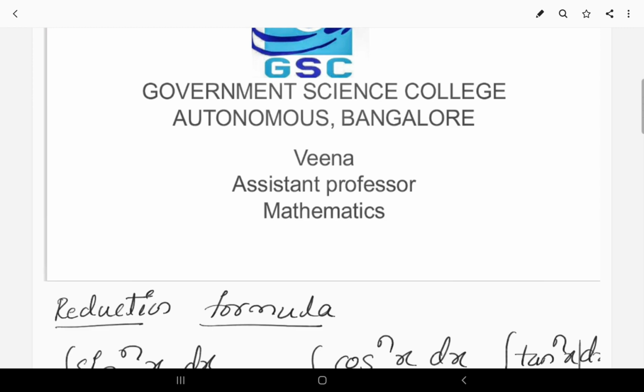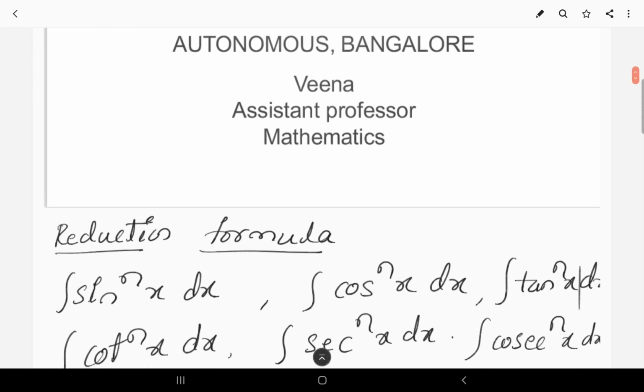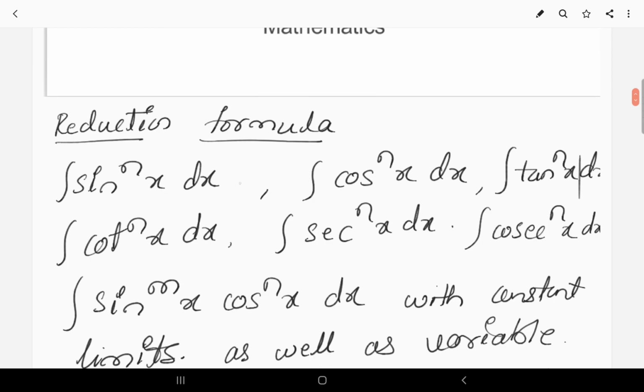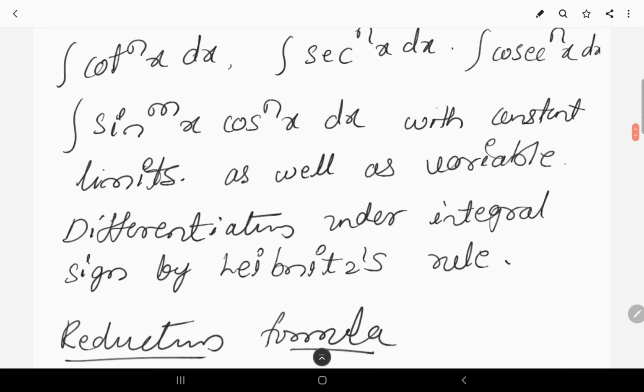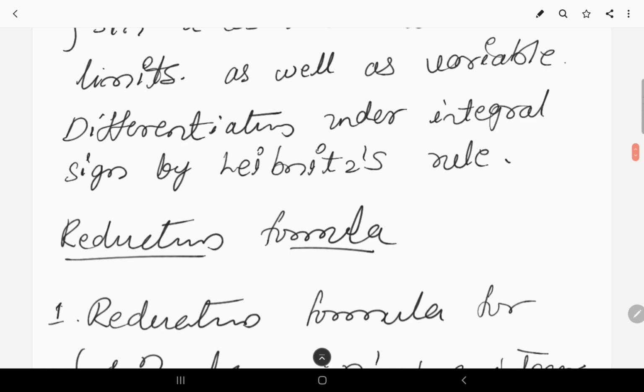In integral calculus, this year we will study reduction formulas: the reduction formula of integration of sin raised to n x dx, cos raised to n x dx, tan raised to n x dx, cot raised to n x dx, secant raised to n x dx, cosecant raised to n x dx, and integration of sin raised to m x cos raised to n x dx, with constant limits as well as variable limits. Also differentiation under the integral sign by Leibniz rule. This is the syllabus. Similarly, we will study reduction formulas with limits and without limits in practicals also.